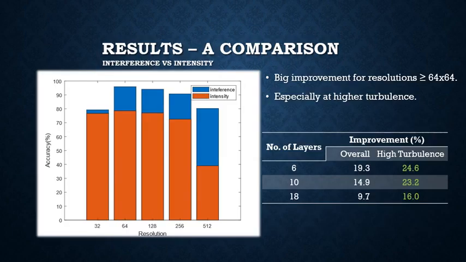So how well does interference perform compared to just intensity? Well, as you can see in the graph, it performs better for all resolutions. We have an average improvement of 20% in accuracy from the medium to high turbulence levels.